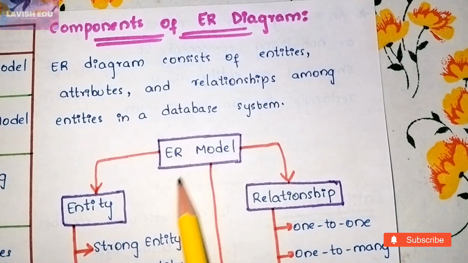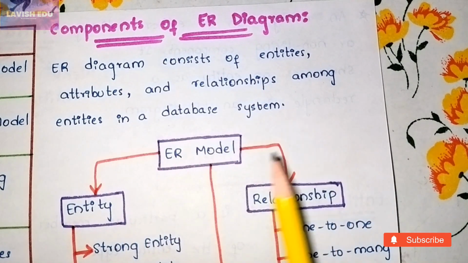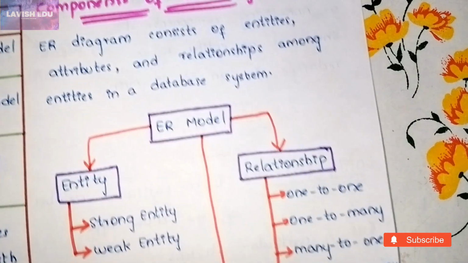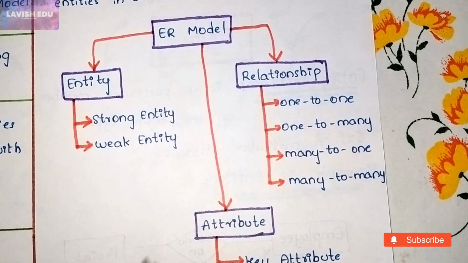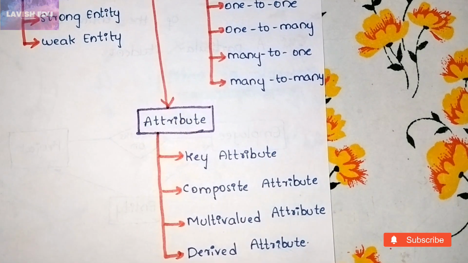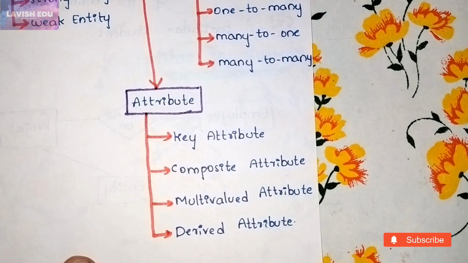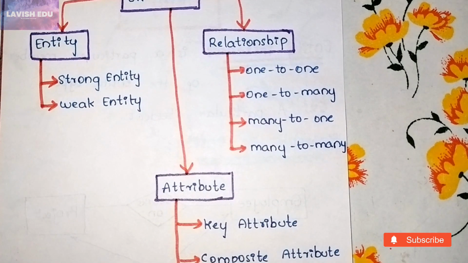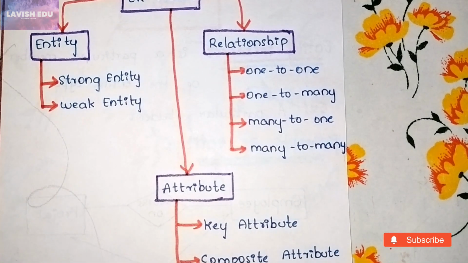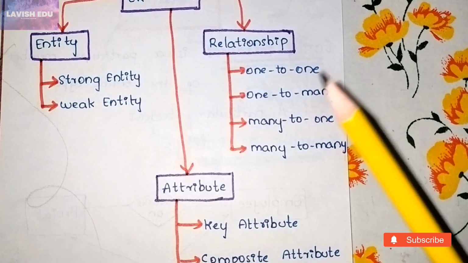ER diagrams have specified components. What are these? Let's see. ER diagrams consist of entities, attributes, and relationships, as we have discussed before, and these are subdivided into different types. Entities are further divided into strong and weak entities. Attributes are divided into key attributes, composite attributes, multi-valued attributes, and derived attributes. Relationships are divided into one to many, many to one, and many to many relationships. We will see all of these in detail in the further classes.